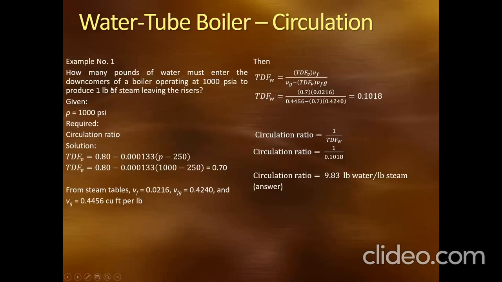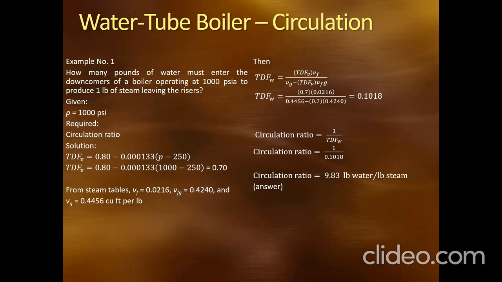Example number one. How many pounds of water must enter the downcomer top of a boiler operating at 1,000 psi to produce 1 pound of steam leaving the riser? So, yan ang tanong. Ilan yung water doon? Sa kabilang side sa riser, mix yun. So, given P is 1,000 psi, required circulation ratio. Given lang pressure.